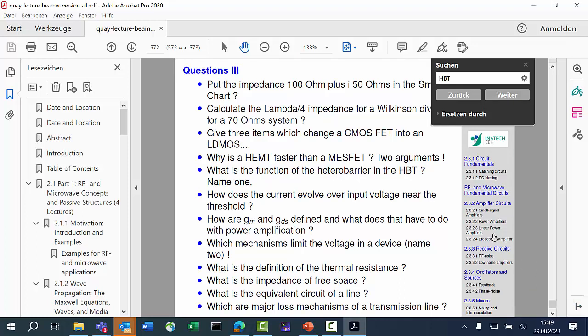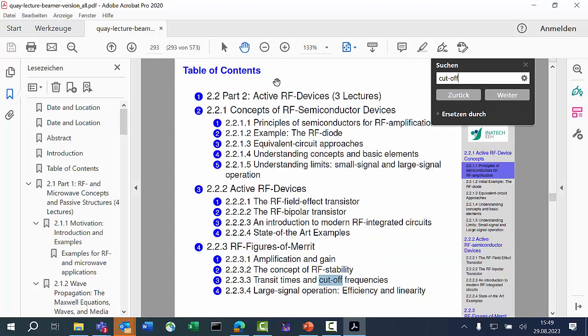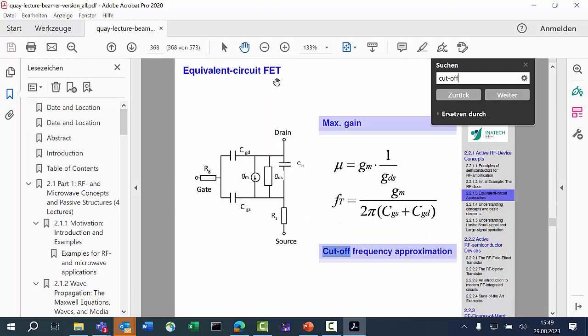And there may be some short exercises like putting, for example, an impedance into a Smith chart, or maybe some very simple equations. For example, for the cutoff frequency, this is essentially transconductance over input capacitance. There are very few equations in the script, so there's no need for formula collection, but there are very small ones. So what determines, for example, the cutoff frequency? Here, for example, these are fundamentals.